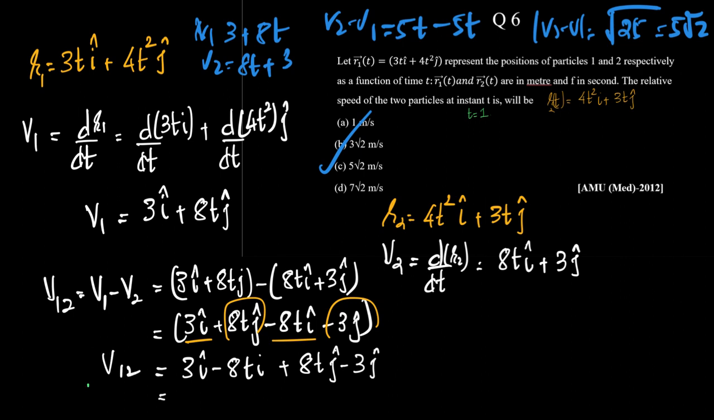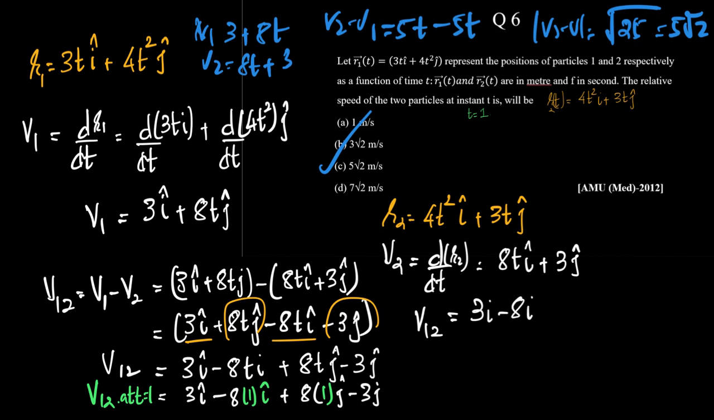Now we need to substitute v12 at t is equal to 1. So what do we get? We get 3i cap minus, t is 1 here, 8 into 1 i cap plus 8 into what is t? t is 1, so this becomes 1 into j cap minus 3j cap. So v12 again is 3i minus 8i plus 8j minus 3j. So v12 is minus 5i plus 5j.